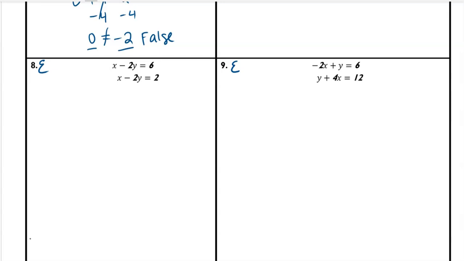All right, number 8. We're using elimination, so we need to find how we can make either these x's cancel out or these 2's cancel out. Looks like we need to change the sign here. If this 2 were positive, then those y's would cancel out nicely. Let's go ahead and multiply this first row by negative 1. Distributing that negative 1, we get negative x plus 2y equals negative 6. Now we can combine that with our second row.